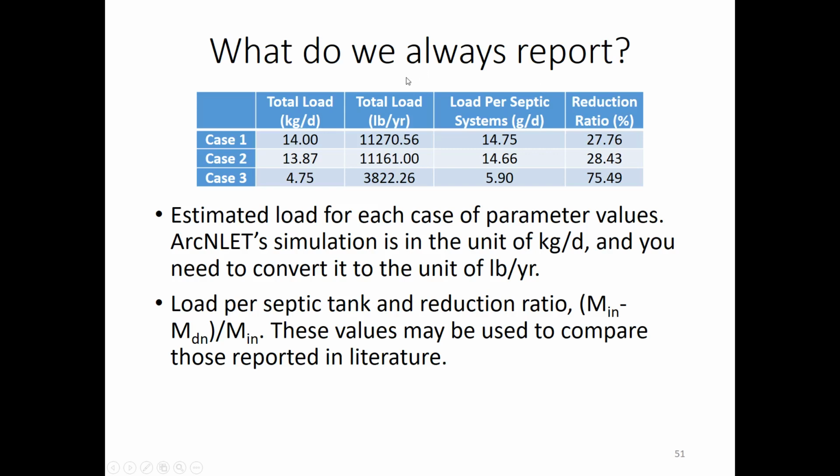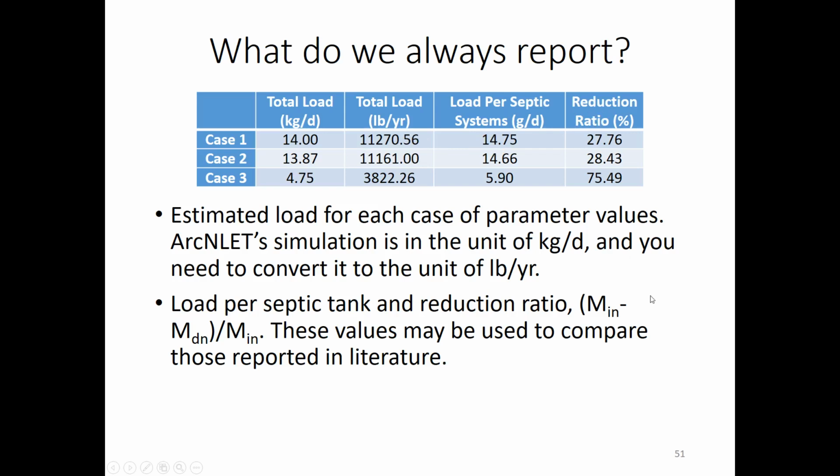Again, this is our practice. We always report the load, because this is the most important thing, right? ArcNLET simulates the load in milligram per day. You can convert it into kilogram per day, but you need to convert it into pound per year, of course, for your management. You don't need to follow what we do, but we report the load per septic tank. This is the total number; you divide it by the number of septic tanks. And then we report the reduction ratio.